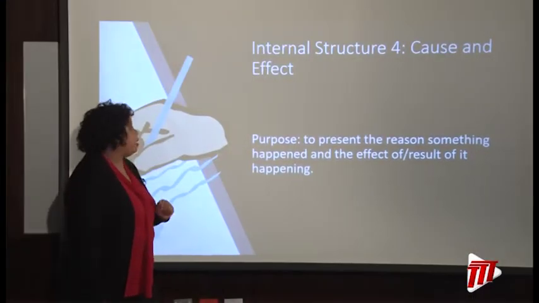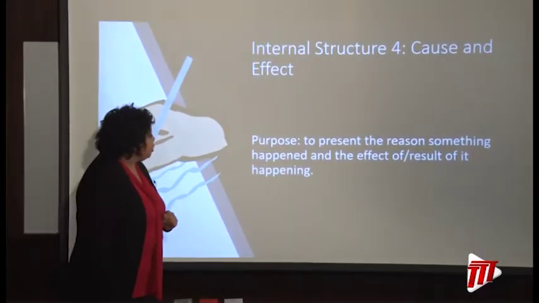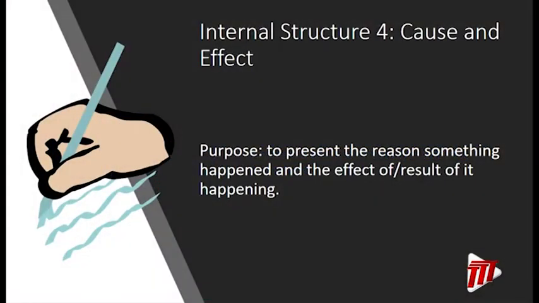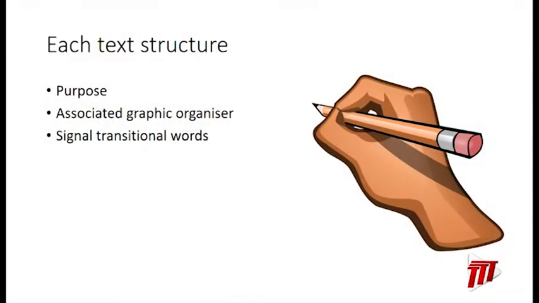Today, we're looking at the cause and effect structure, which is used to present the reason something happened and the effect or result of it happening. So let's explore this cause and effect structure. Of course, for every structure, we have a purpose, we have an associated graphic organizer, and signal transitional words.